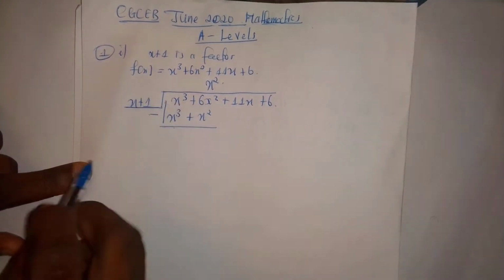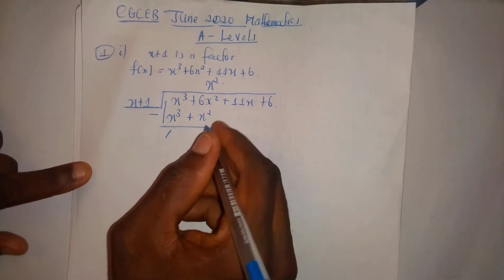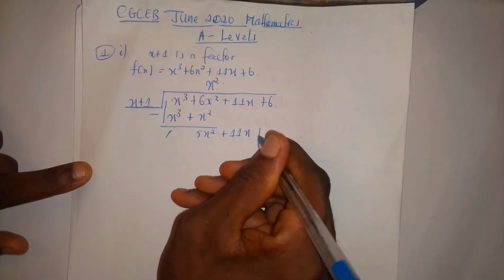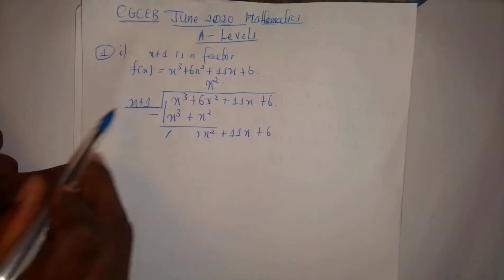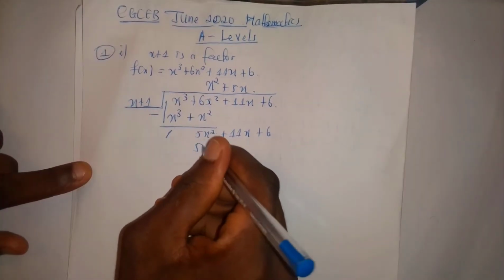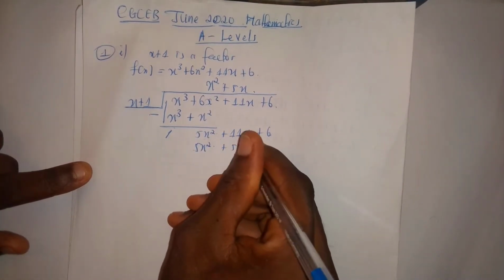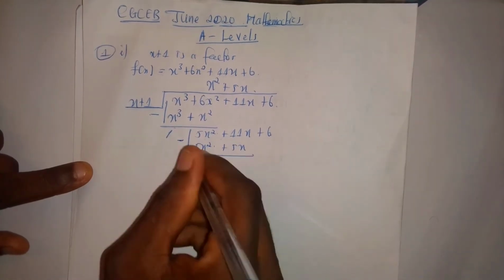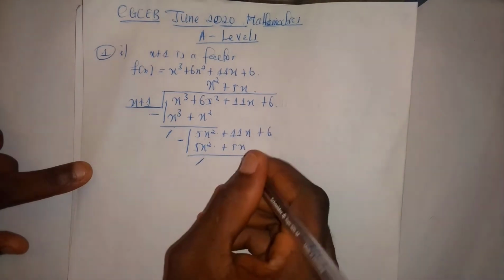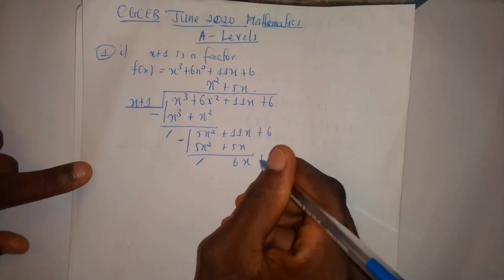And so subtract: x cubed minus x cubed is 0. 6x squared minus x squared will give us 5x squared. So I will bring down my 11x plus 6. 5x squared divided by x will be positive 5x, and positive 5x times x will give me back positive 5x squared, and 5x times positive 1 will be positive 5x. And so I do the subtraction again. 5x squared minus 5x squared will be naught, and 11x minus 5x would simply be 6x. So I'll bring down my 6.